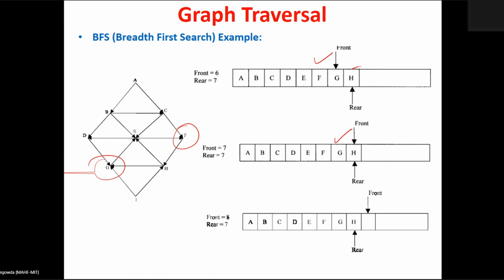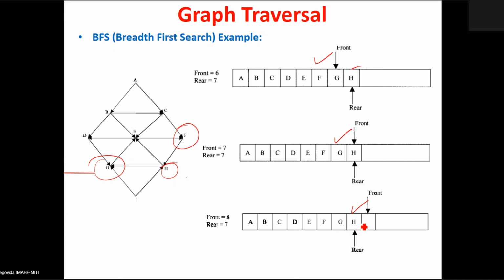Next what you are doing is you need to take out the element and display it. H is taken out and displayed over there. Find out the neighbors of H over there. The neighbors of H is nothing but E only. E is already visited, no need to insert any element.